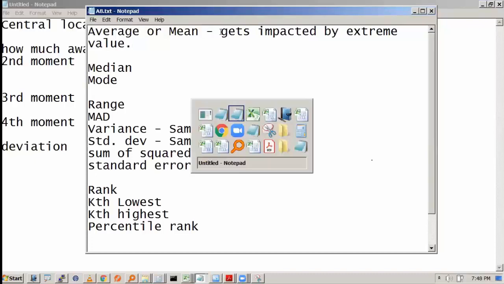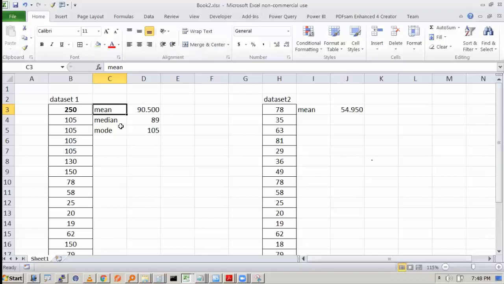So median is the middle value. It is not going to change, and mode is the highest occurrence. The number which is occurring the most number of times is the mode. So here we have 105 as the mode.